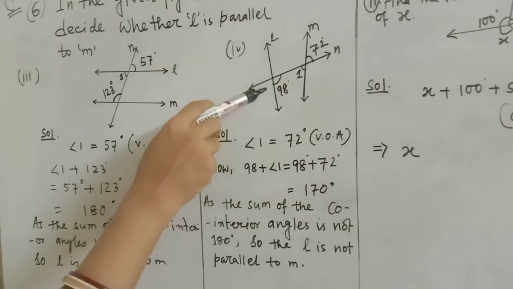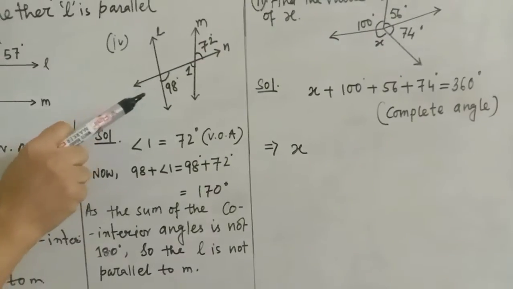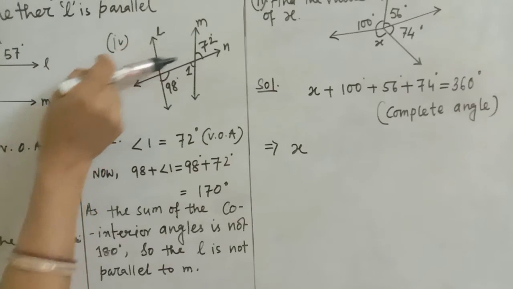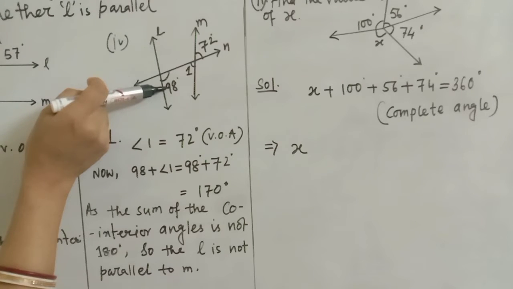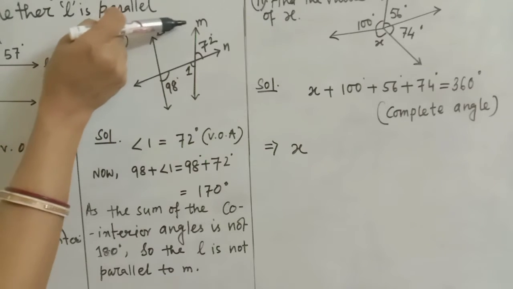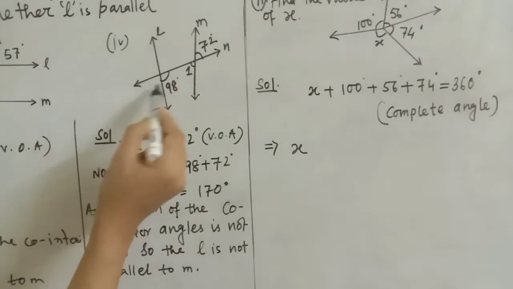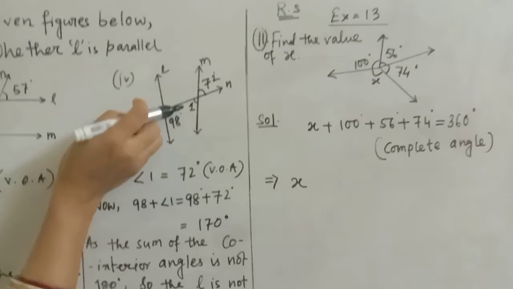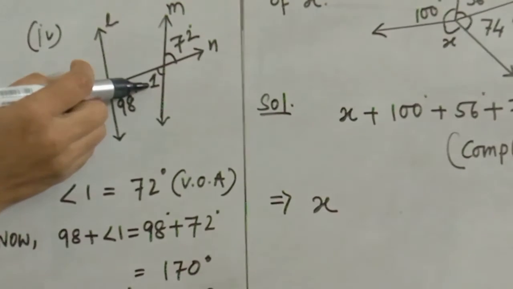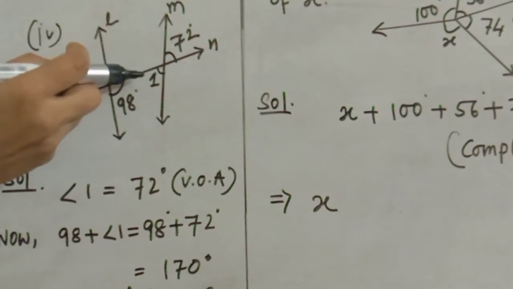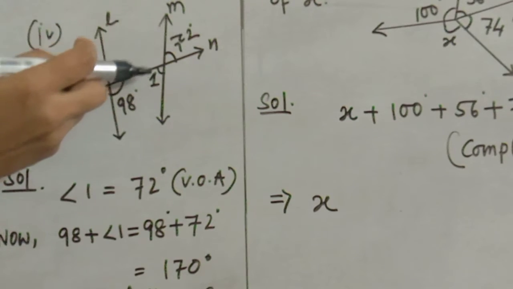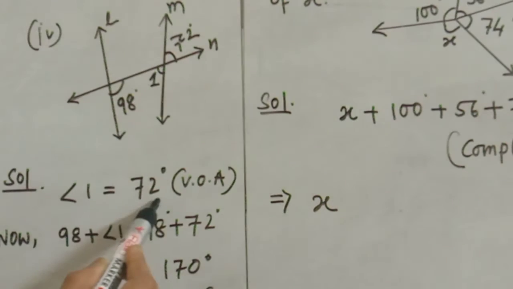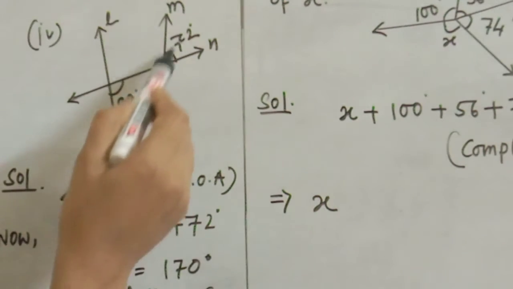Same way I have done this figure also. In this figure, see, this angle is given 72 degree and this angle is given 98 degree. And this is line L and this is line M. You have to verify whether these two lines are parallel or not. As usual, I have marked this angle as 1. And you know that angle 1 is 72 degree because it is in the position of vertically opposite angles. So I have written angle 1 is equal to 72 degree because of vertically opposite angle.